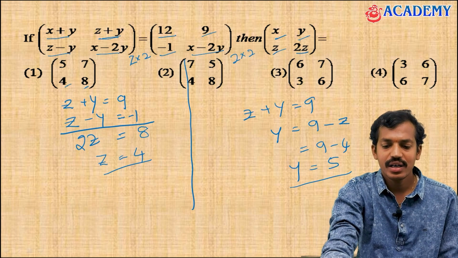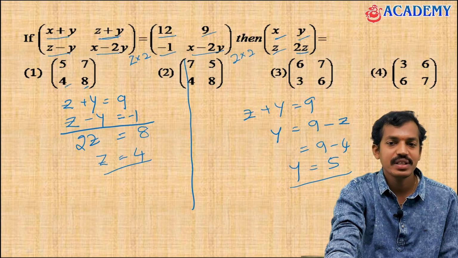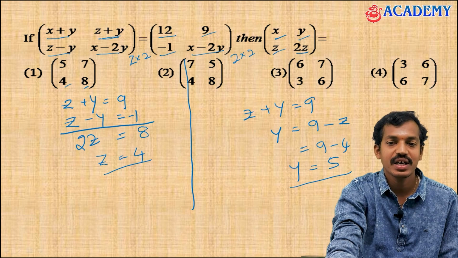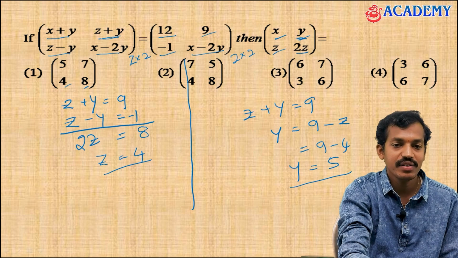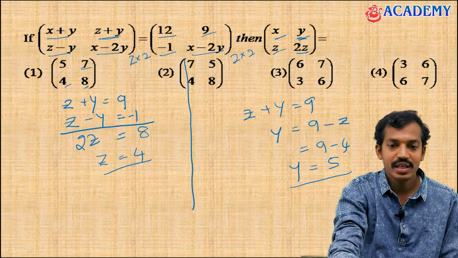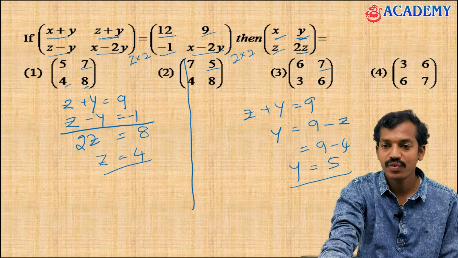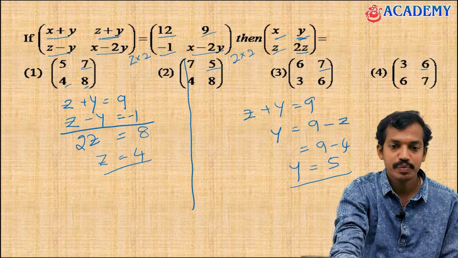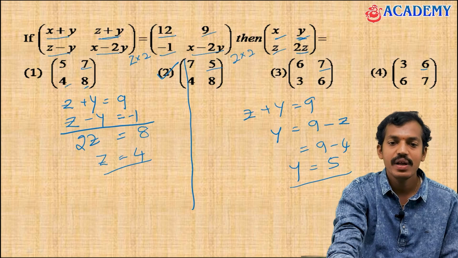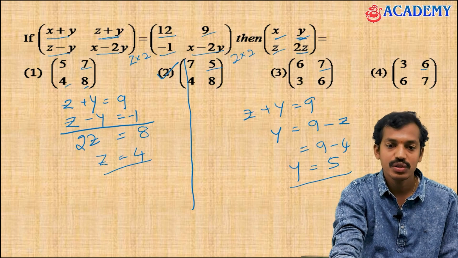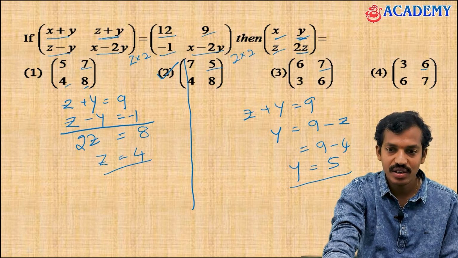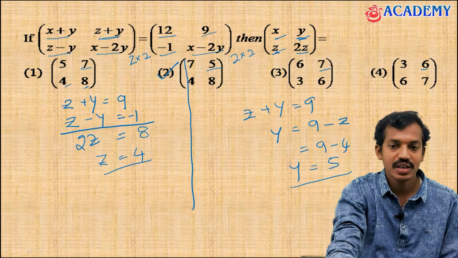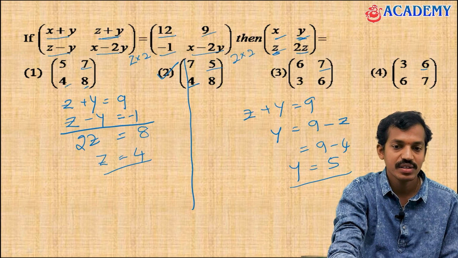Here the first row first column element is x, but we want y, that is the first row second column element. We check the first row second column element in each option: in the first option it is 7, in the second option 5, in the third option 7 and in the fourth option 6. We got the y value as 5, which is present in the second option, so the right answer is the second option. If you take the z value also, it is at the second row first column, and it is 4.